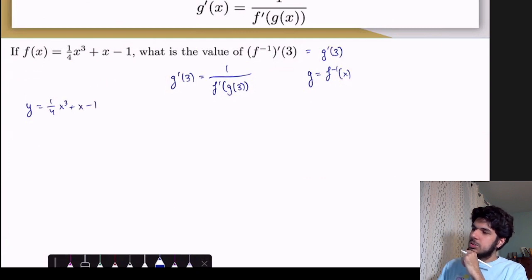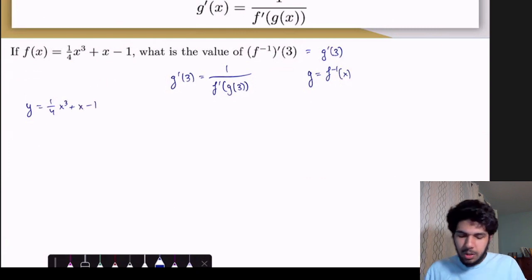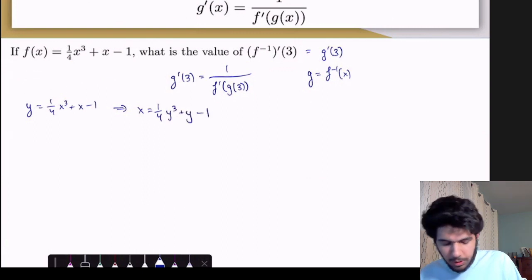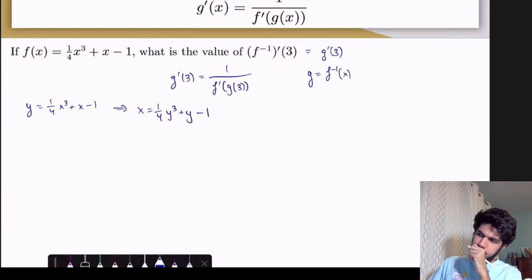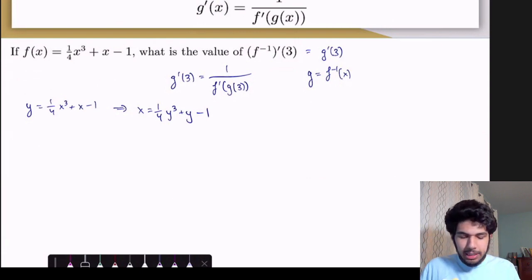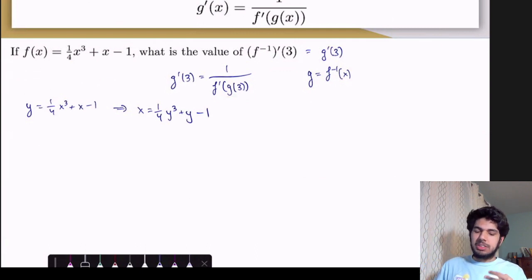And we need to do this swapping of variables. So we get x equals 1/4 y cubed plus y minus 1. Solving for y looks a little bit tricky here, but we can still work with this. The reason why is we need to solve for g of 3. That's the reason why we're solving for the inverse, to compute g of 3.